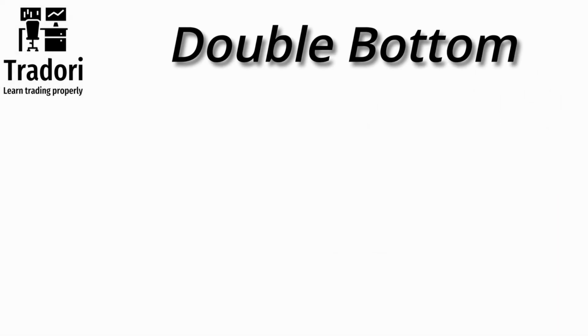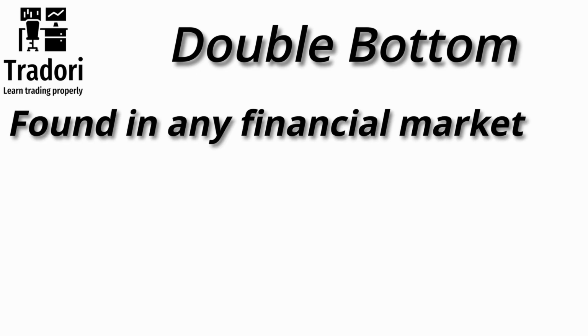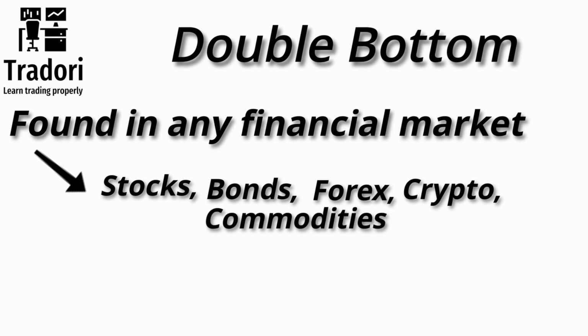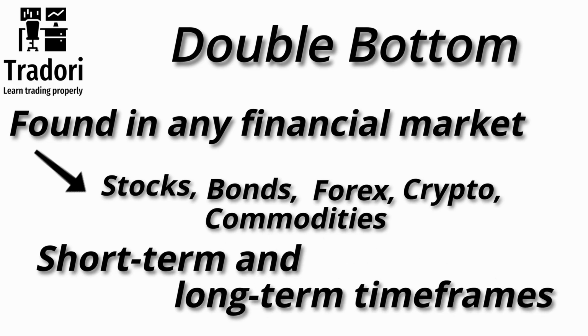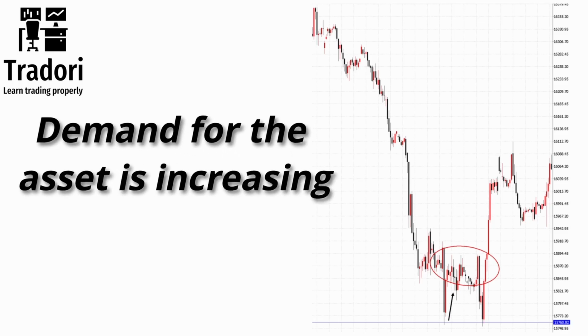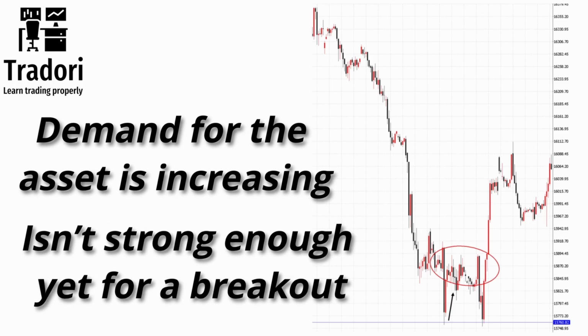The double bottom pattern is found in any financial market, including stocks, bonds, forex, cryptocurrency, and commodity markets. It is formed both in short-term and long-term timeframes, from 5 minutes to monthly ones. The price of a security moves up after a first bottom and it will hang around at the high for some time, indicating a hesitation to go downwards again. This generally means that the demand for an asset is on upstick but isn't strong enough yet for a breakout.